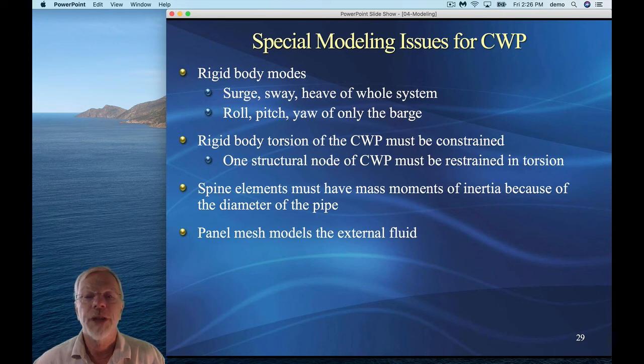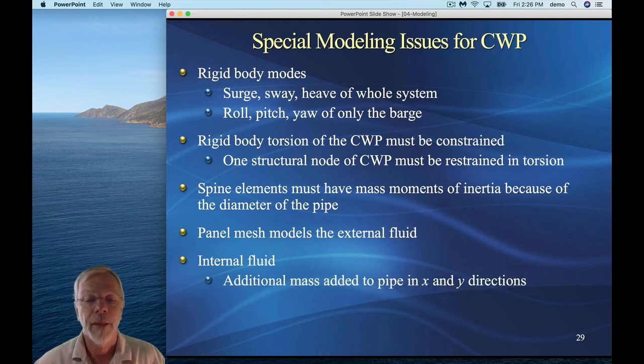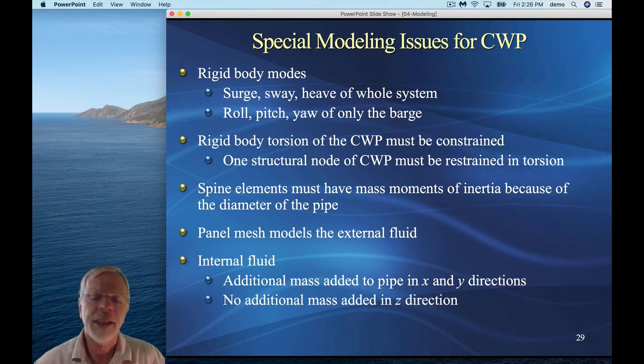The panel mesh models the external fluid, but what about the internal fluid that's trapped inside the pipe? What we did there is we added the mass of this internal fluid to the pipe mass in the x and y directions. But we decided that we would not add any additional mass in the z direction. If you think of a vertical pipe that's open at the bottom, clearly if it moves in the x and y direction, it's going to push that water mass along with it. However, if it's moving up and down, how much mass is going to travel with that pipe is a little different issue. And so we decided not to include any mass in the z direction.